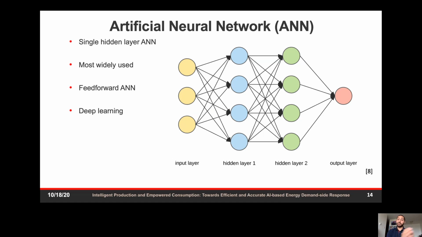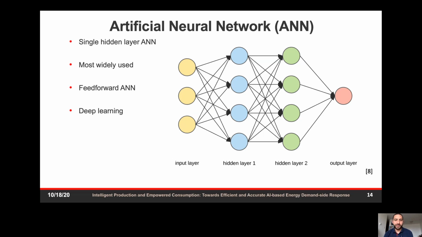And the nodes can be input nodes, as you can see in the image, which is how data is inserted into the network. They can be output nodes, or they can be hidden layer nodes, which modify the data en route from the input to the output.